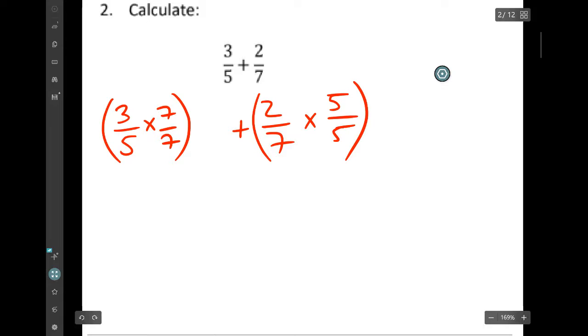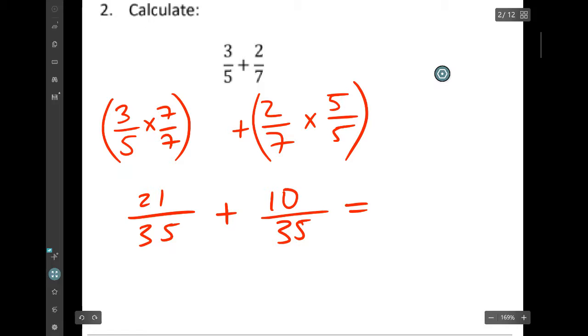So 3 times 7, I'm going to get 21 over 5 times 7, which is 35, plus 2 times 5 is 10, 7 times 5, 35. And now we have the same denominator. 21 plus 10 is 31 over 35.